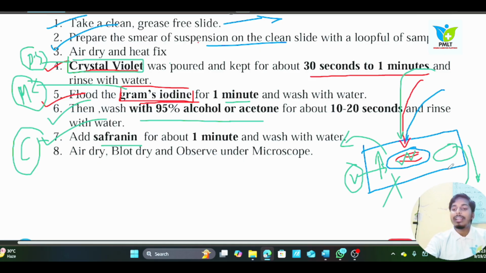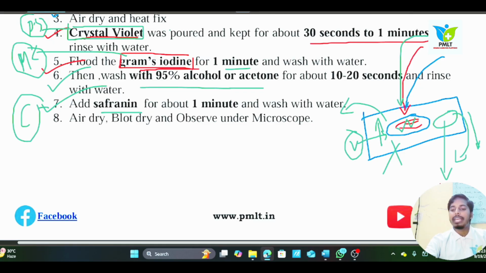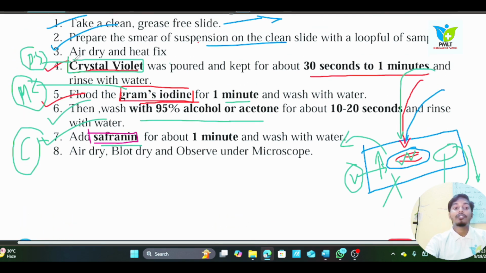How does it look, sir? It looks pink. I have to take a pink pen. There is no pink pen, so I am just defining it here as pink. So the gram negative bacteria take the safranin's color, and the gram positive bacteria take the crystal violet color. Getting my point? That is the basic difference. Okay, I hope the principle is clear. If you have any doubt, just write it down in the comment box.